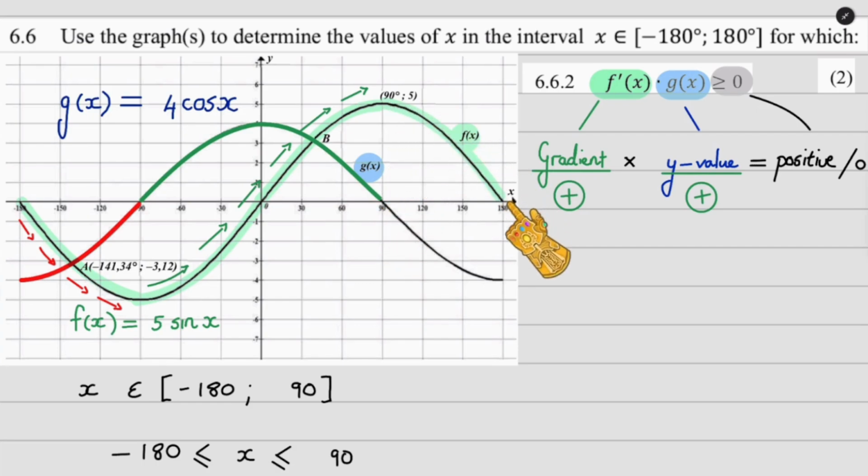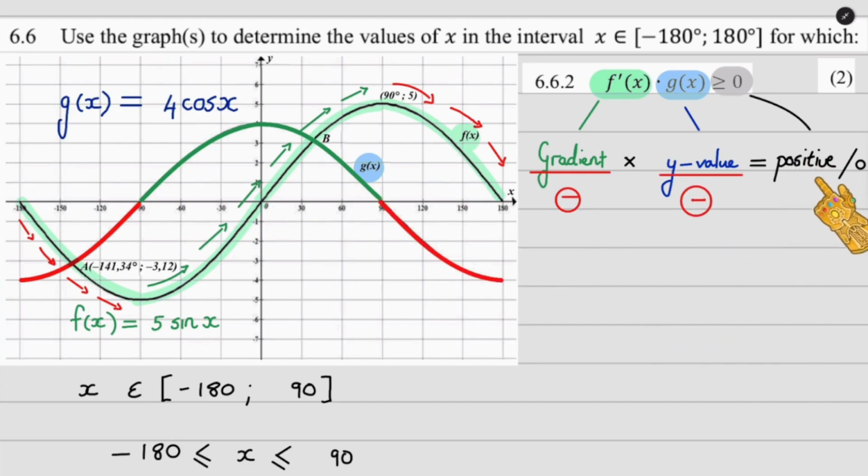Okay, lastly we're going to analyze this last little bit of the graph. Let's have a look at the gradient of the green graph. So we can see after I go over this turning point, the gradient becomes negative for the green graph. And if I analyze the y value of g of x, we can see it goes under the x-axis, so the y value is negative again. And a negative times a negative will also give me a positive. So it carries on working past 90 all the way to 180. So our ending point is not actually 90, it's 180.